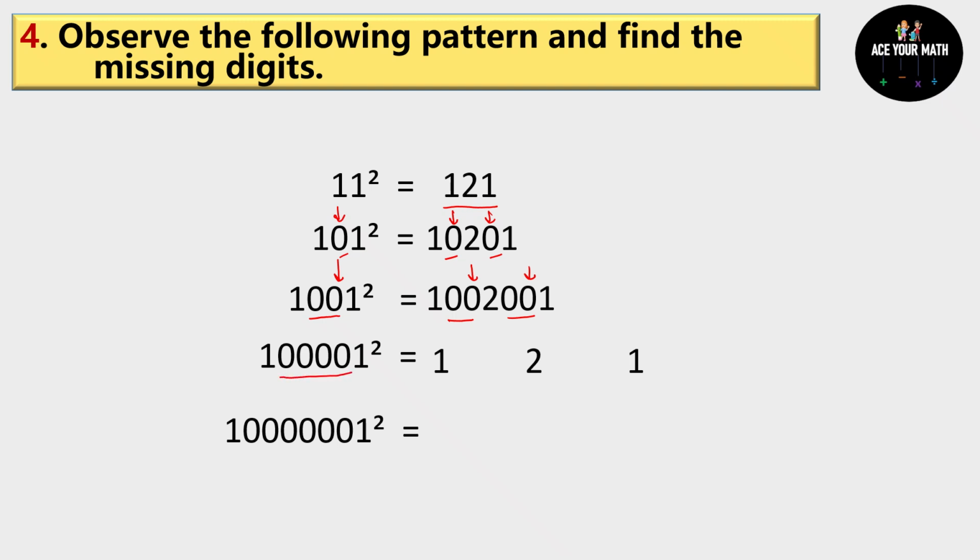Now there are how many zeros? 4 zeros. So you will insert 4 zeros here: 1, 2, 3, and 4. Here also 1, 2, 3, 4.